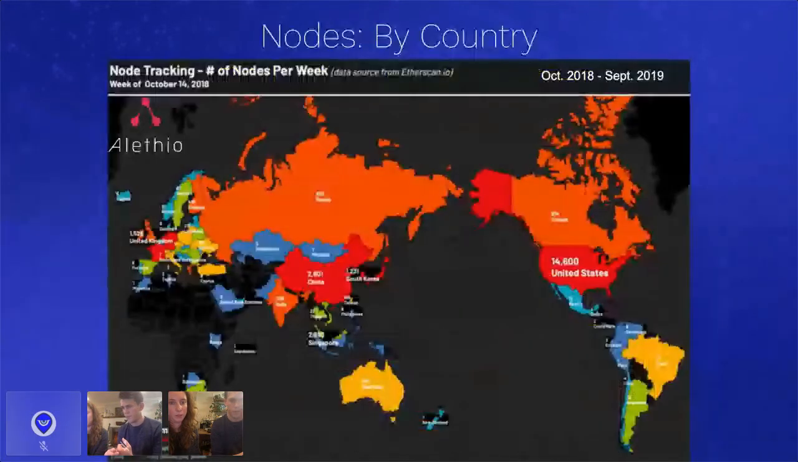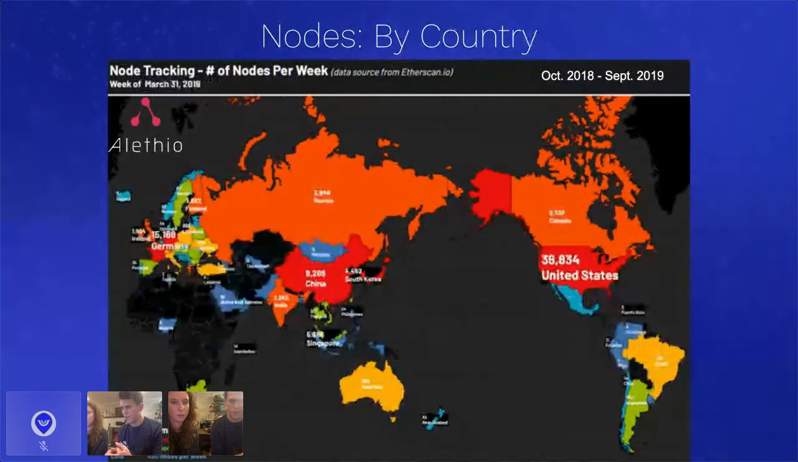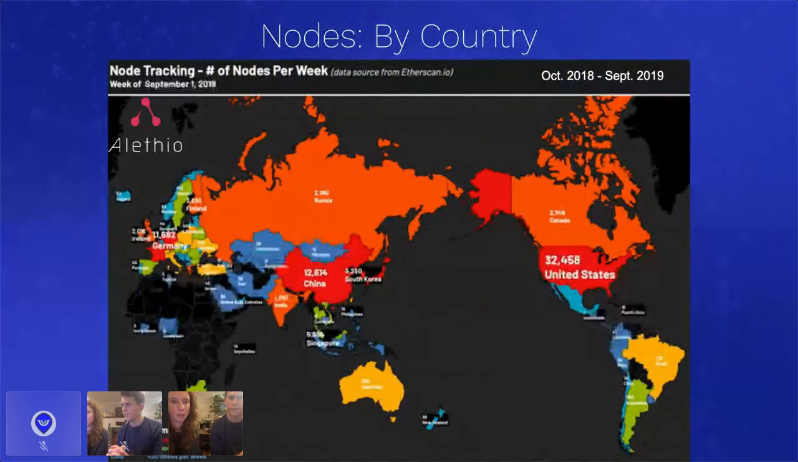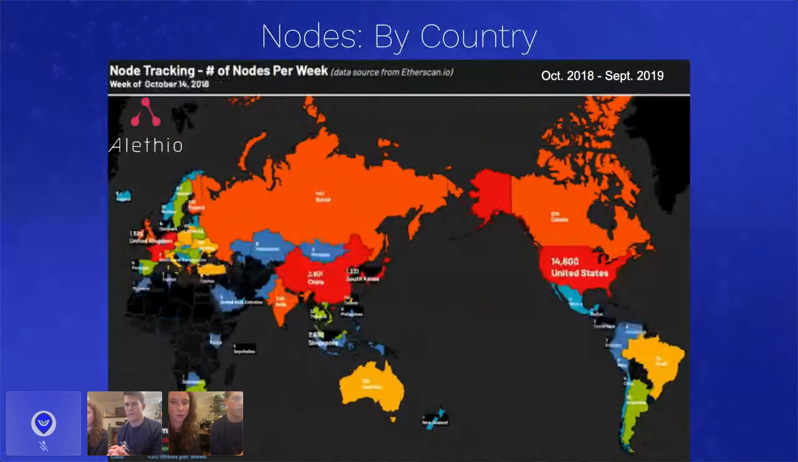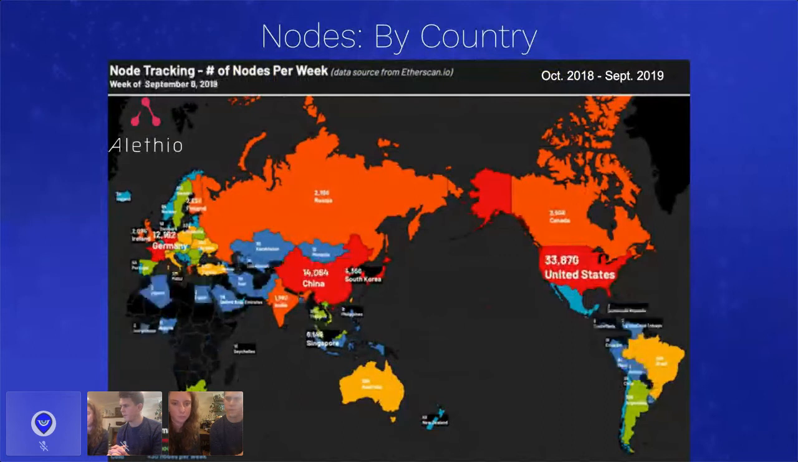Moving along to nodes. This animation shows nodes by country. So we graphed geographical distribution and concentration of nodes composing the network over time. We expected that the geographic diversity would generally increase, even if the overall number of nodes peaked when the price was highest in early 2018.